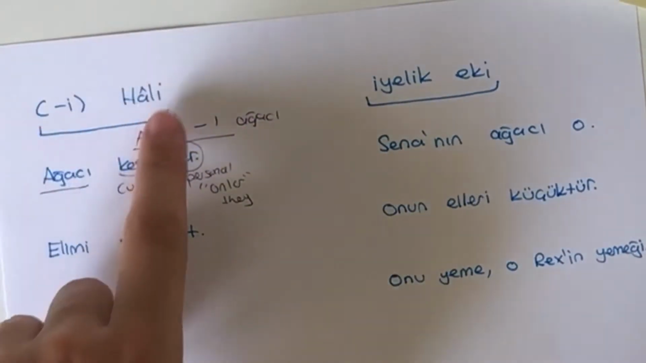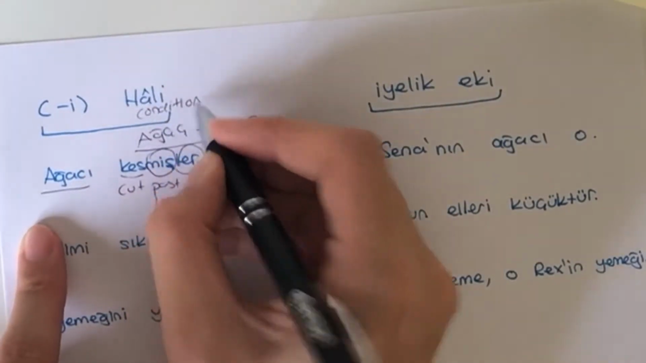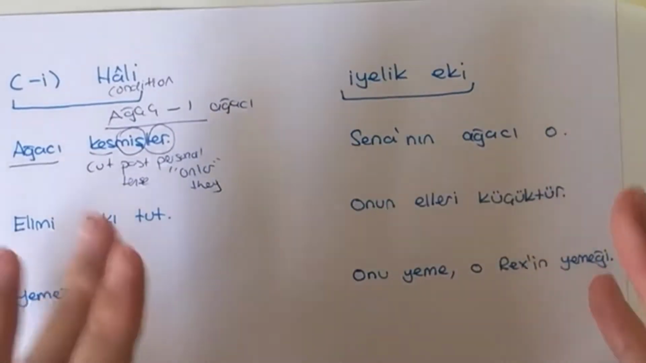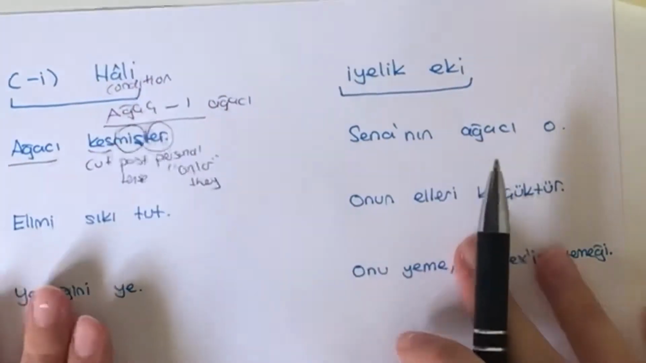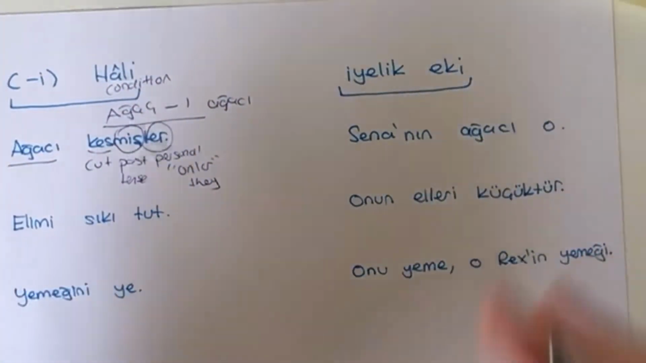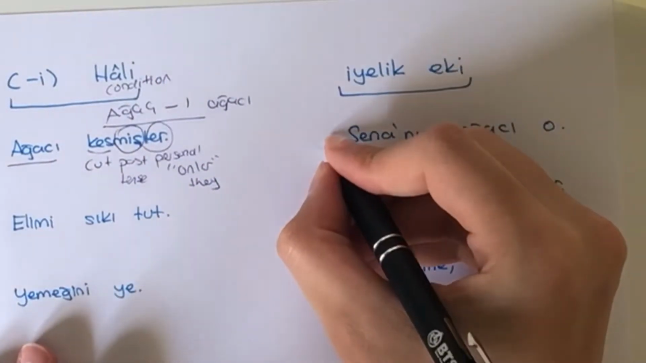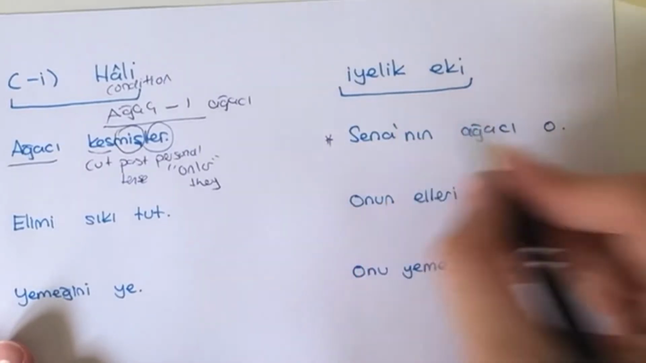This is the i hali of the word, hal means condition, I condition. But let's look at this. Sena is my friend. She has a tree at our school. Well, our former school. We graduated. So she has a tree and she always wants to go there. And I thought I would include this example. So Sena'nın ağacı is Sena's tree.